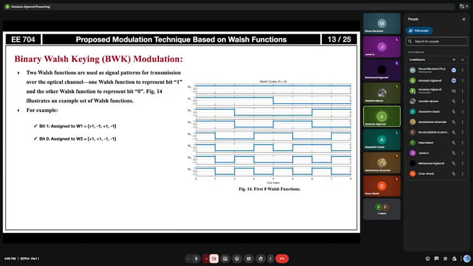Here is the proposed binary Walsh keying modulation technique. Two Walsh functions are used as signal patterns for transmission over the optical channel. One Walsh function represents the bit 1, and the other Walsh function represents the bit 0. Figure 14 illustrates an example set of Walsh functions. Here in Figure 14, we see the first 8 Walsh functions. So we can select any two distinct Walsh functions from these to transmit over the optical channel.